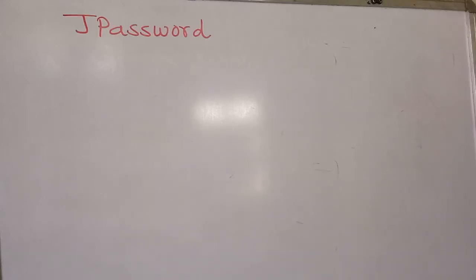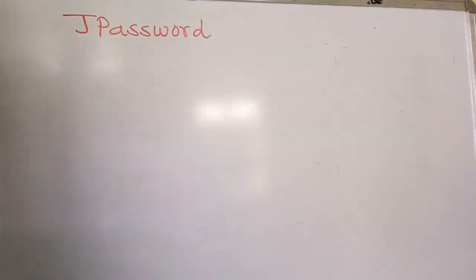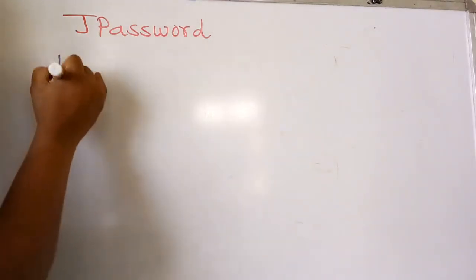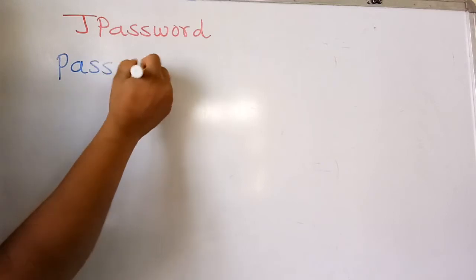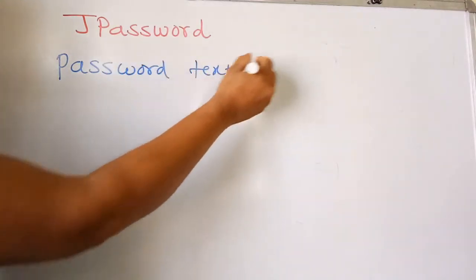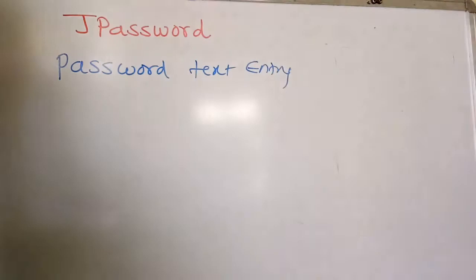In this video, we will cover the next component of the AWT, that is nothing but the JPassword. This is the Swing component and it provides the password text entry. What does it provide? A password text entry for security purposes.